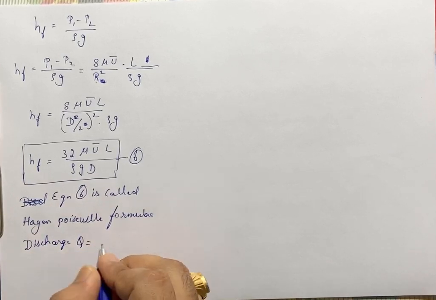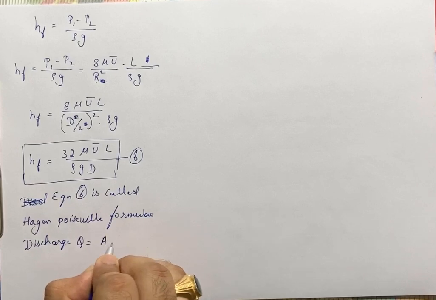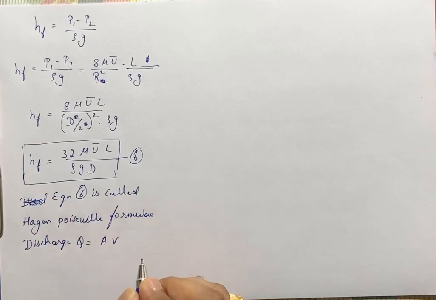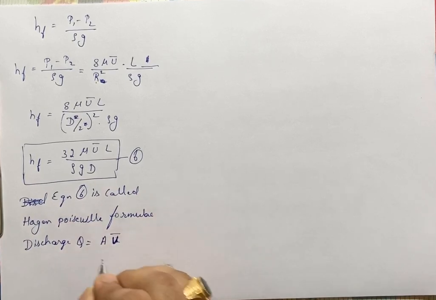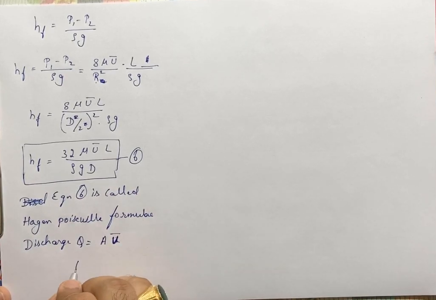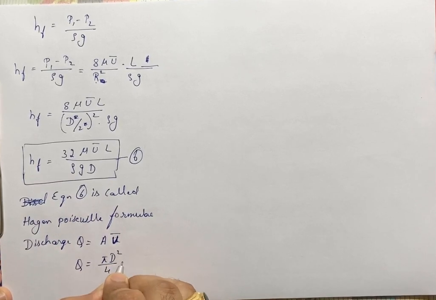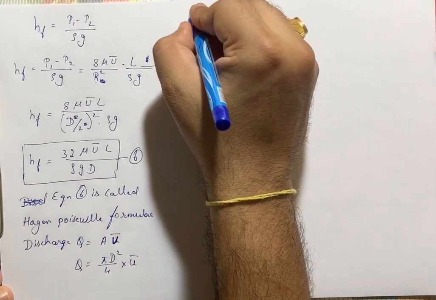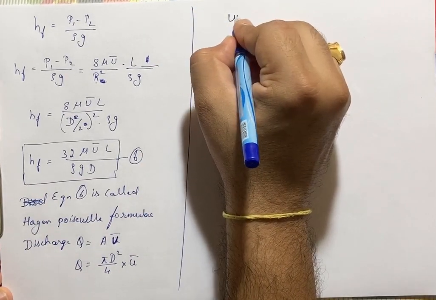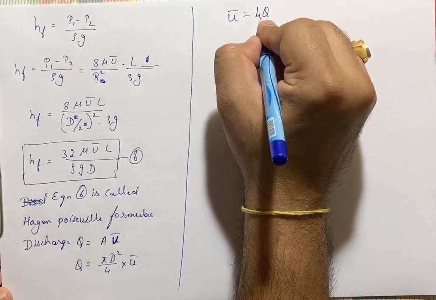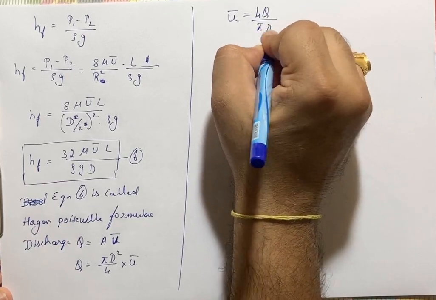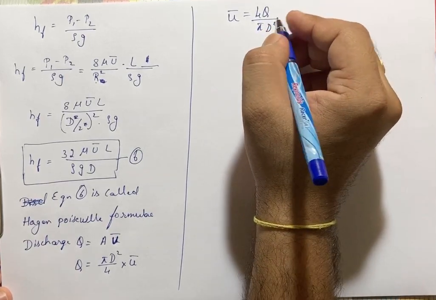Discharge Q is equal to the cross-sectional area times the mean velocity, that is the average velocity u bar. Area times velocity gives the discharge Q, where the area is pi d square by 4, multiplied by u bar. Now what is u bar? u bar will be 4Q divided by pi d square.